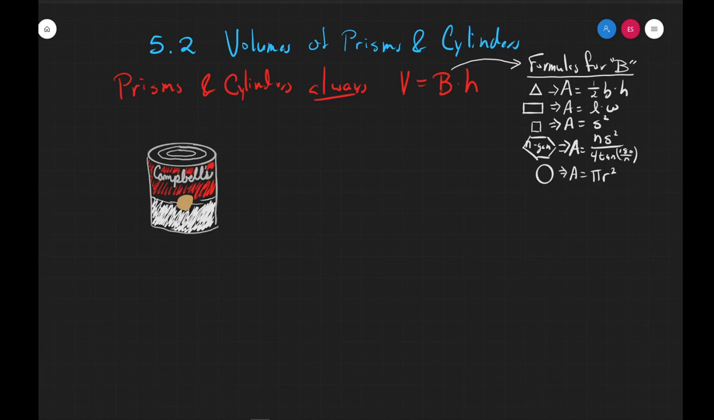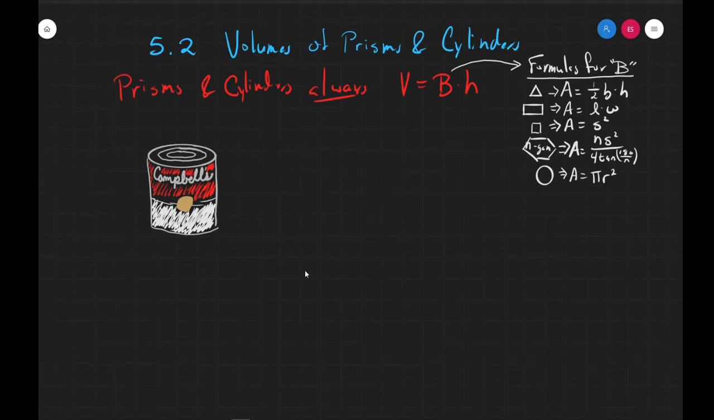Okay, so let's find some volumes. So a can of Campbell's soup. Let's say that this is cream of mushroom soup or something. A can of cream of mushroom soup has the following dimensions. The diameter of our can is going to be 65 millimeters, to go from side to side. And then the height of our can is going to be 98 millimeters. So what is the volume of our can in cubic millimeters?